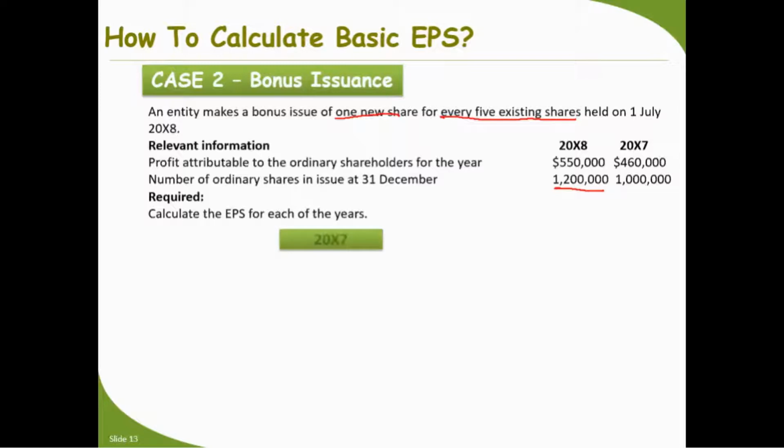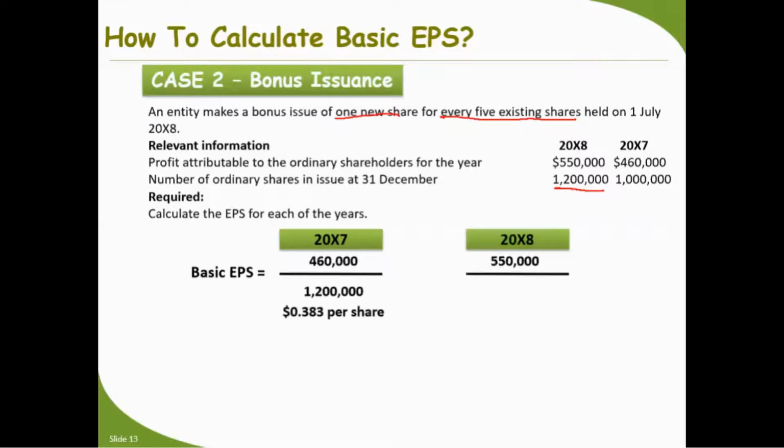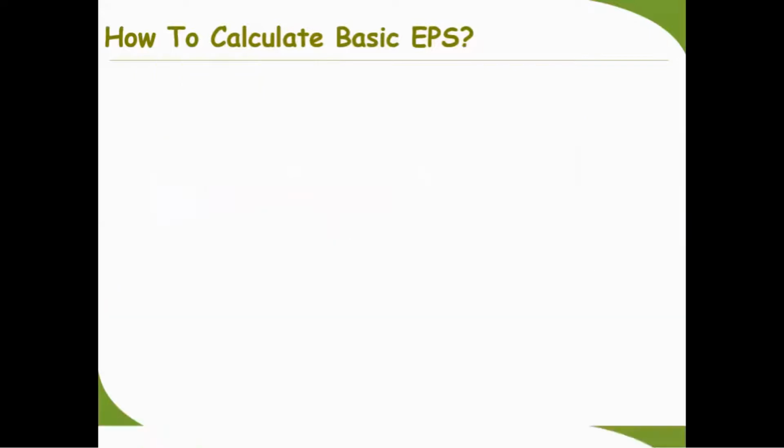So for 20x7 basic EPS, for 460,000 profit, we assume that shares were issued at the start of the preceding time period, divided by 1.2 million, EPS is 0.383 dollar per share. For 2008, 550,000 divided by 1.2 million, 0.458 per share.